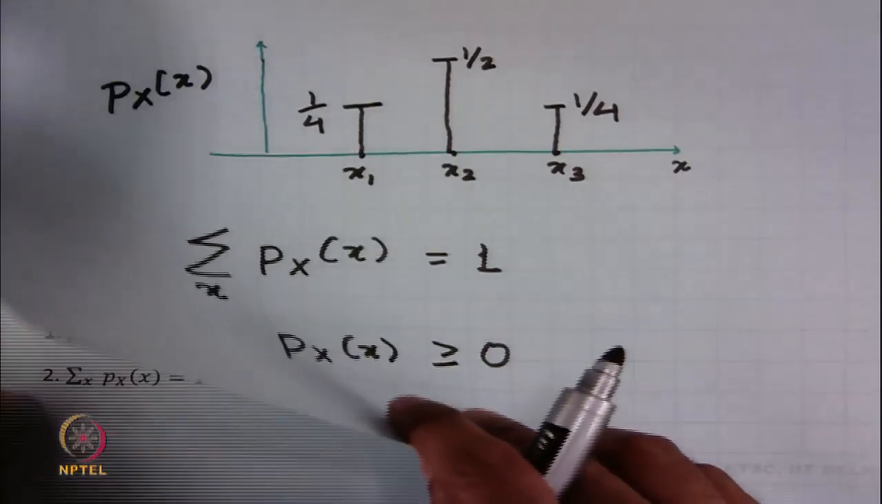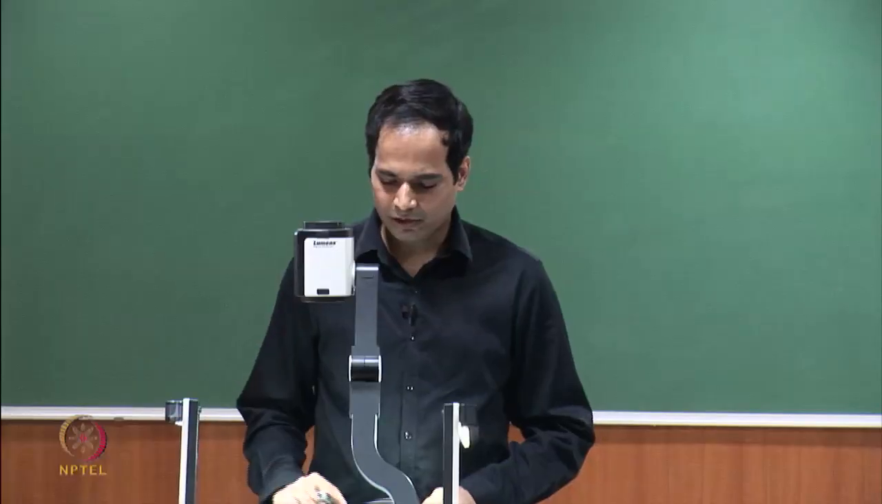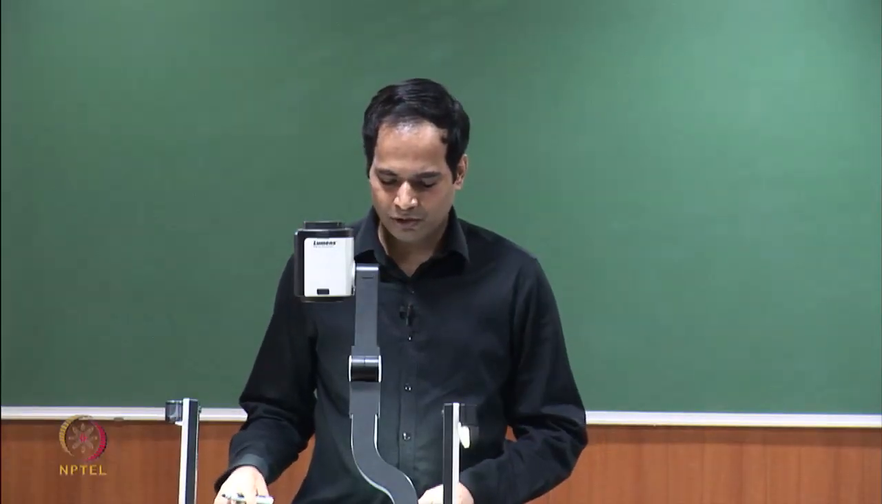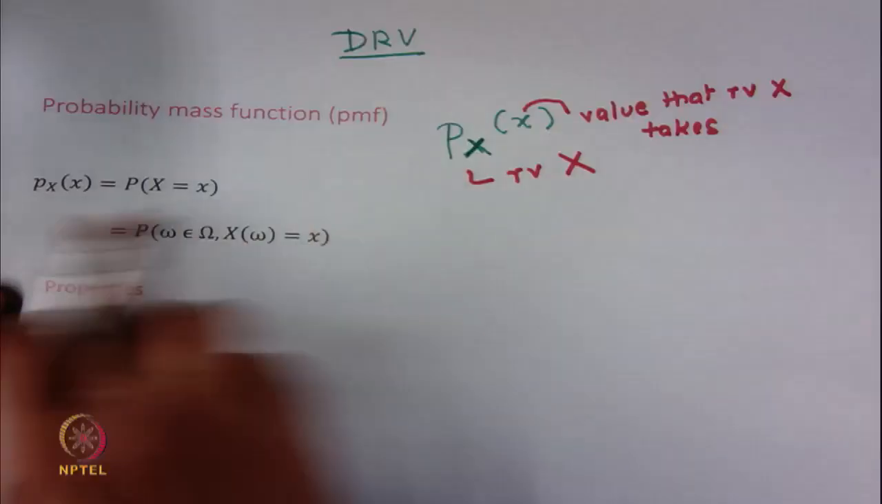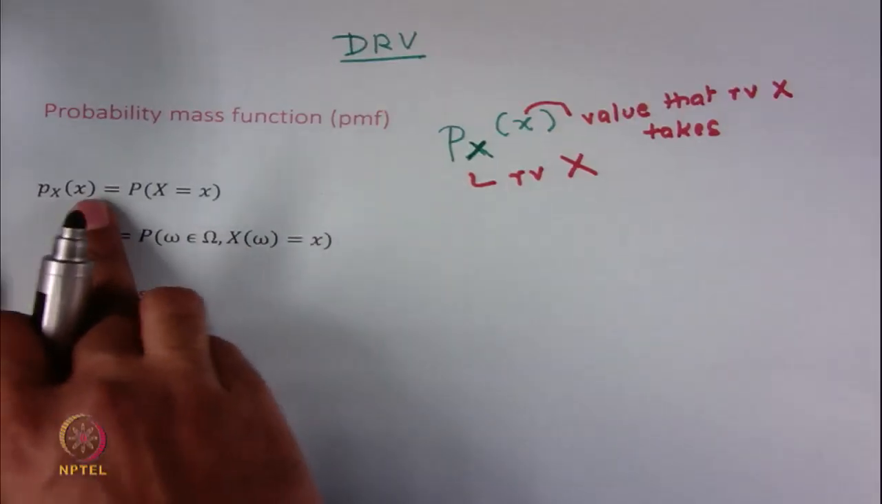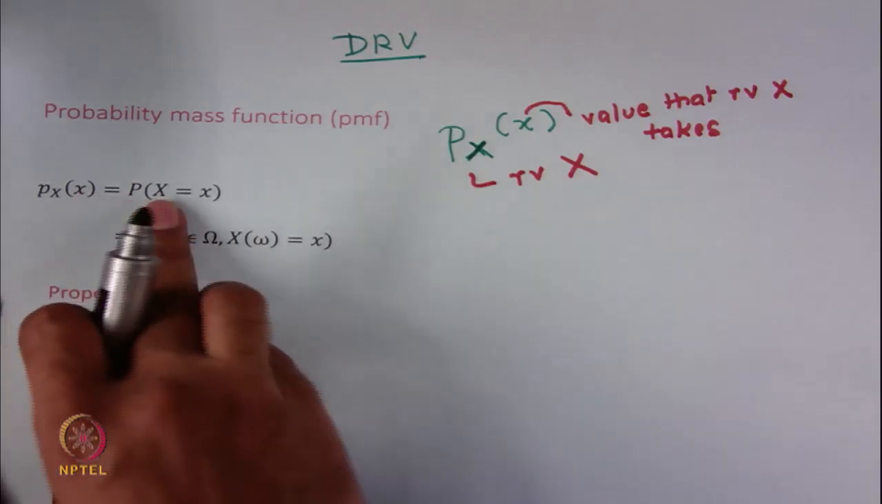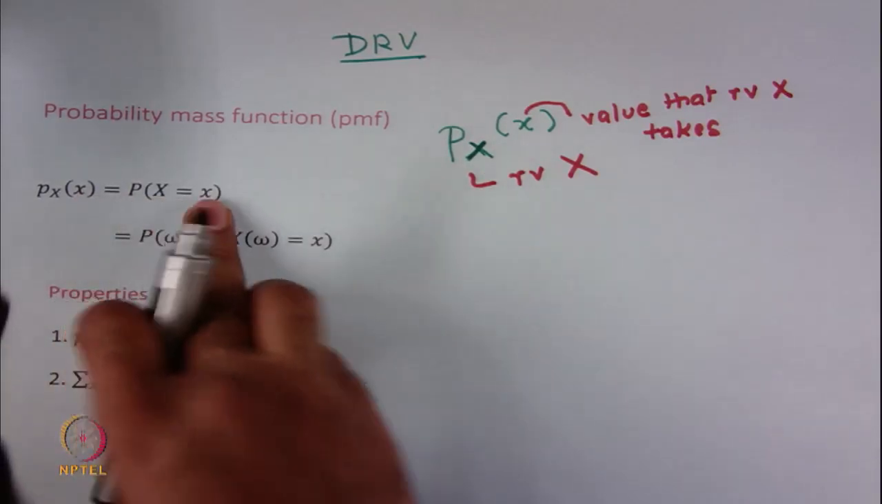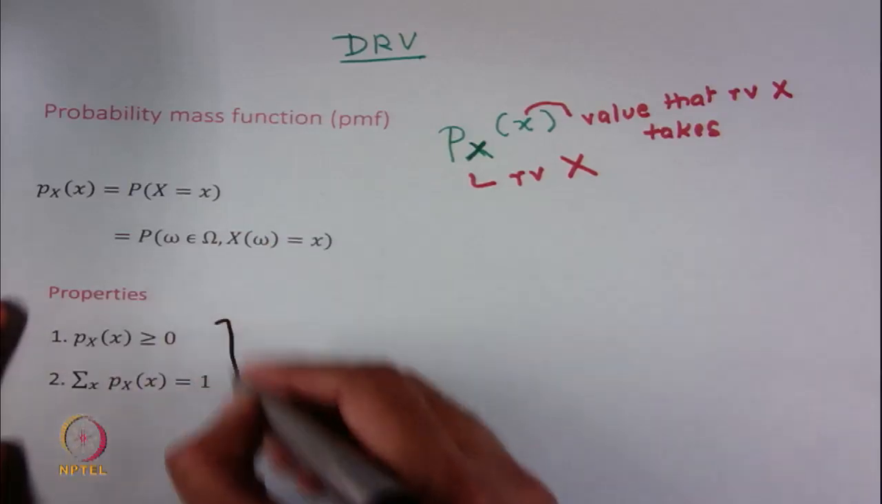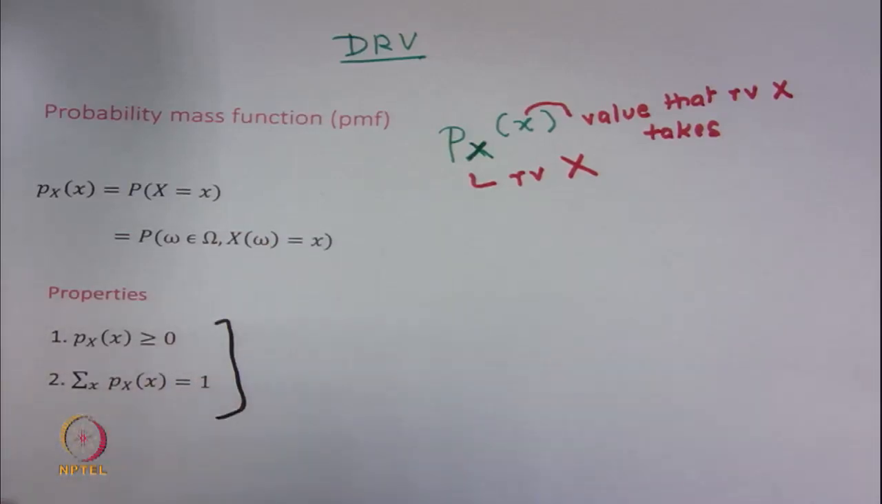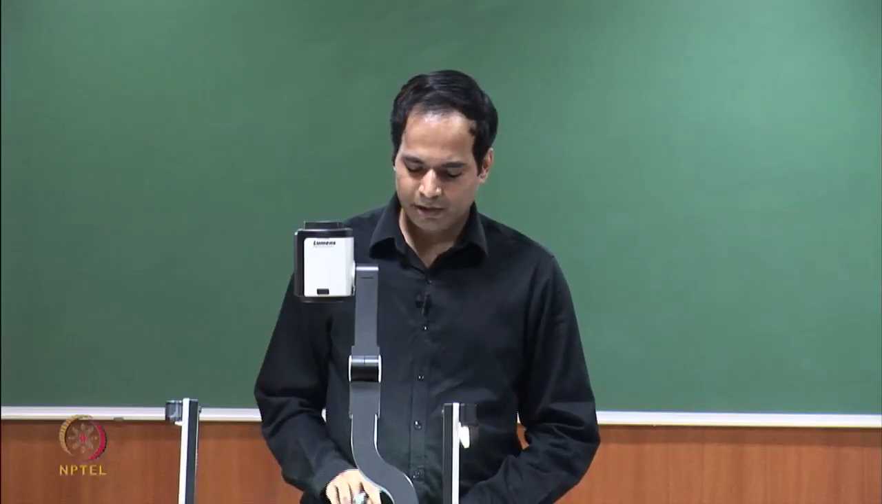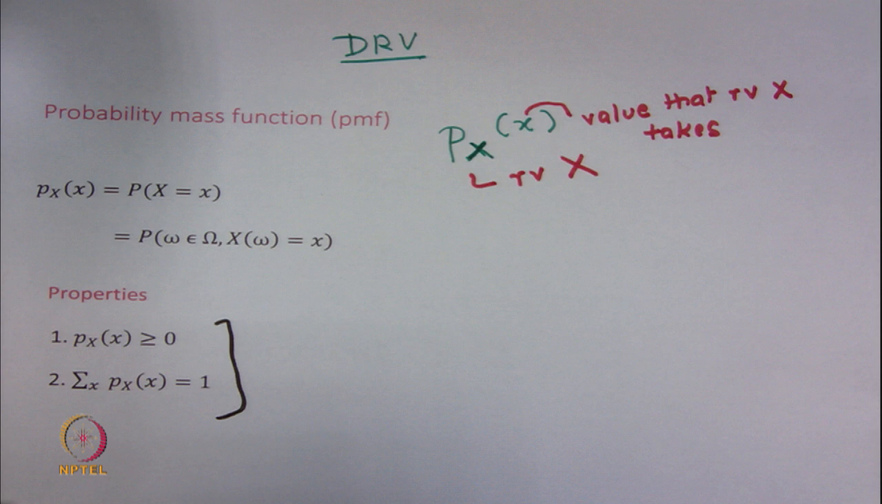So, let us go back to that slide and see if we have covered all the concepts. We have introduced the idea of the probability mass function. I have said that the probability mass function p_X(x) just denotes the probability that random variable X takes in the value x, and it satisfies these two properties: that the PMF is always greater than or equal to 0, and if you sum the PMF for all possible values of x, you end up with 1, because the sum of probabilities is always 1.